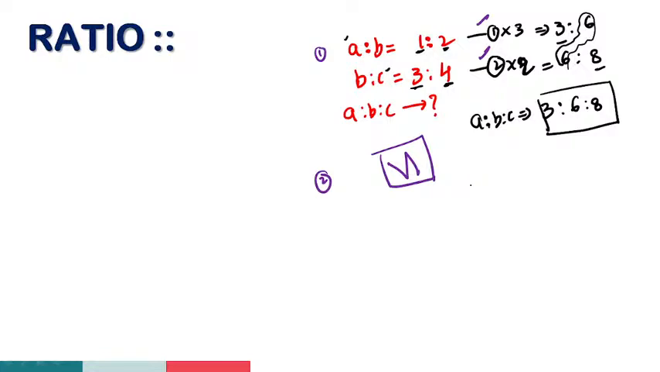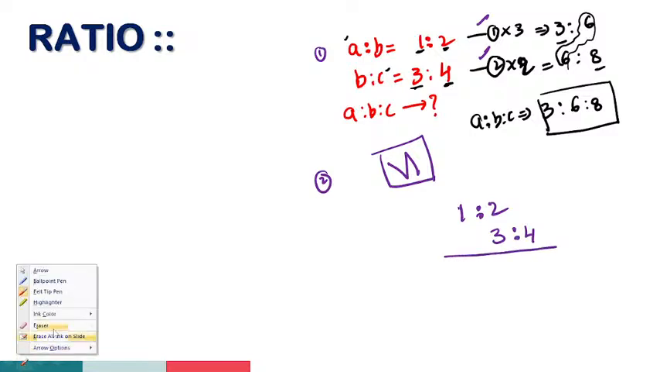Okay, right. So the given information, A is to B is how much? 1 is to 2. Leave a gap. And B is to C is how much? 3 is to 4, guys. B is to C is 3 is to 4. Remember the shortcut.